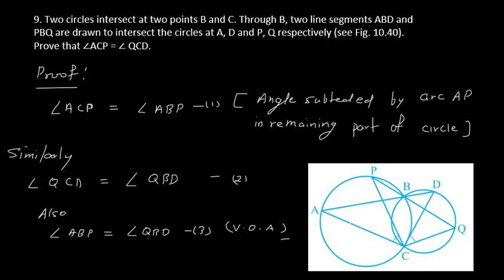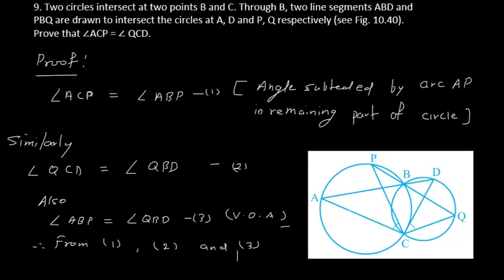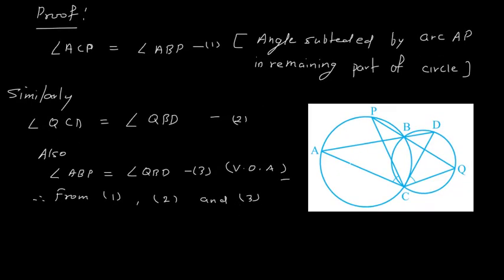So therefore you can say that from 1, 2 and 3, I will say that angle ACP is equal to angle QCD. From 1, 2 and 3 means I have proved that this and this angle are equal.